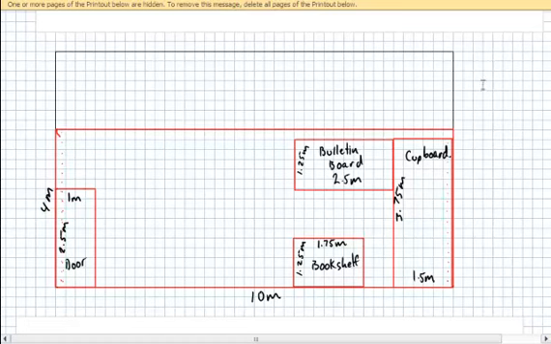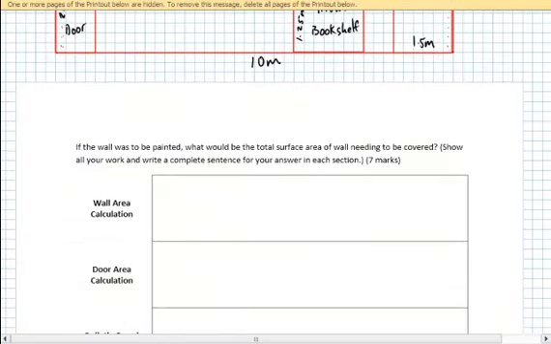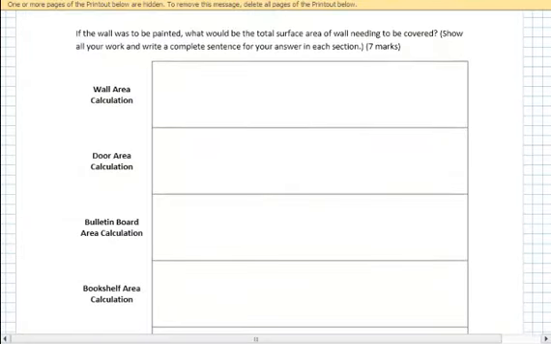Alright, now that you've transferred all this information, all your wall, onto grid paper, and you've drawn it to scale, you can move on to the next section. Okay? Let's read the instructions here. If the wall was to be painted, what would be the total surface area of the wall needing to be covered? It says, show all your work and write complete sentences for each answer in the section. And it's worth 7 marks each.